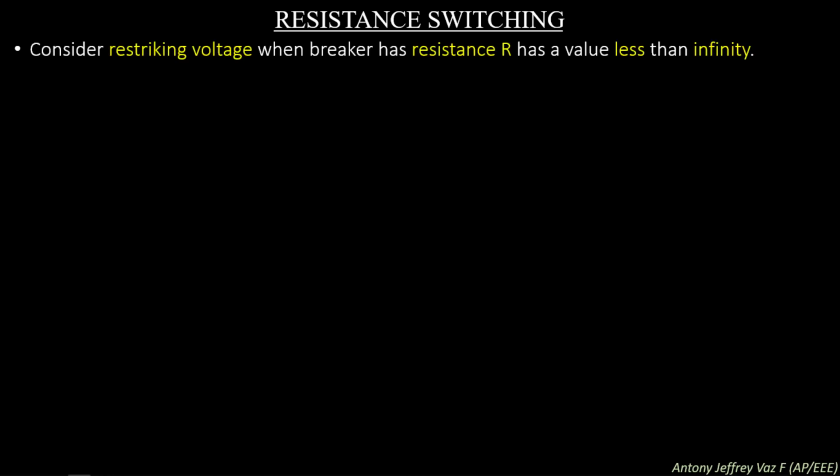Resistance switching. Consider restriking voltage when the breaker has resistance R with a value less than infinity. From the previous lectures, we have seen resistance switching is used by connecting a resistance R, with a value less than infinity, to a circuit breaker to decrease the restriking voltage of the breaker.